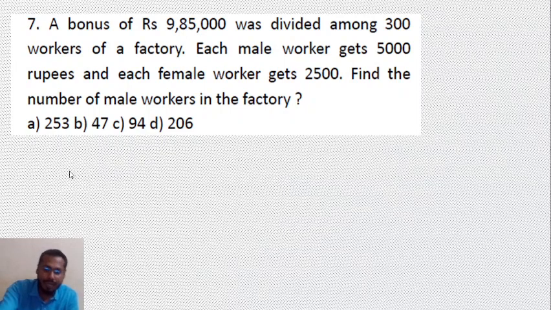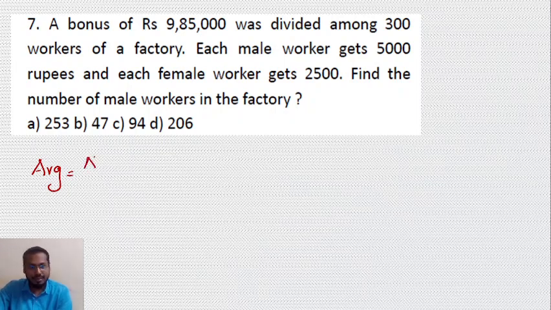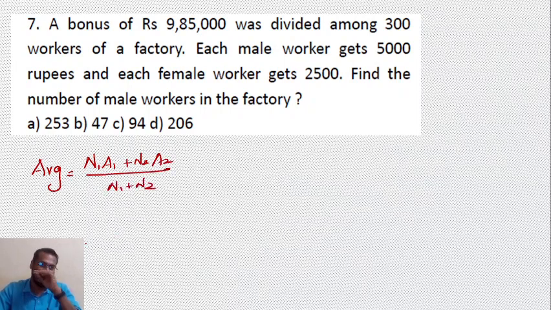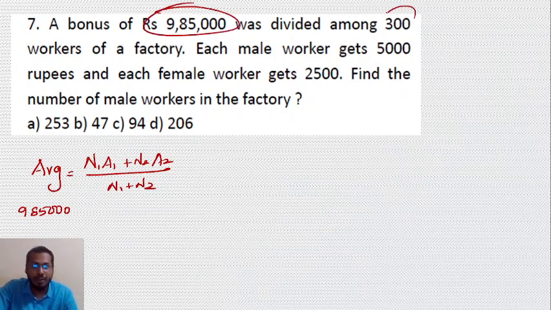In average, we had a formula. Just I overview that. Average, weighted average. Average is equal to N1 A1 plus N2 A2 divided by N1 plus N2. This is the formula. So if you want to get the answer, just write 9,85,000. This is total, not average. So if I want the average, I need to divide it by 300.